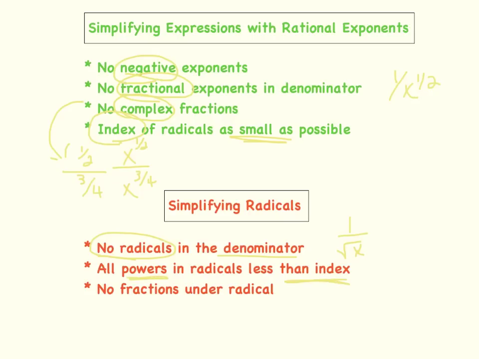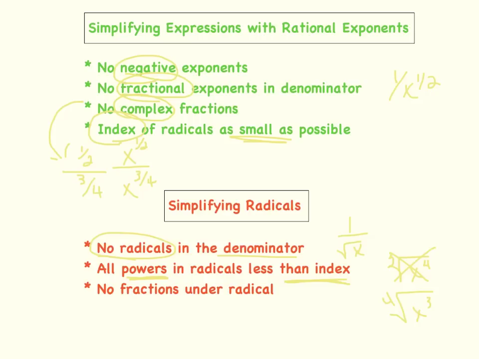less than the index. So for example, if you have something like this, where your index is 3, and you have x to the 4th power inside the radical, you do not want this because that means you could say x to the 4 divided by 3 power. So this is not fully simplified. What you would want to see is something like this. This would be acceptable, where the power inside your radical is less than the index.